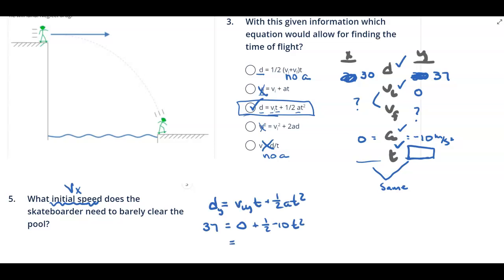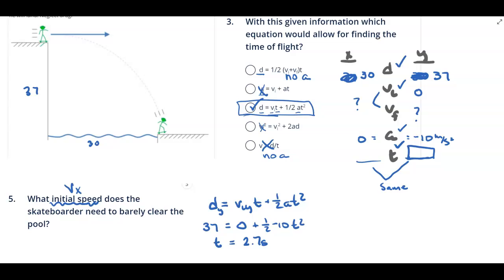So I set up that equation. I know that my vertical distance is 37 meters because this is 37 tall and this is 30 wide. And I know that my initial velocity vertically is 0. I know to take 1/2 of -10 times t squared, and I can solve for t and find that to be about 2.7 seconds, which was actually question number 4, and most of you found that one.